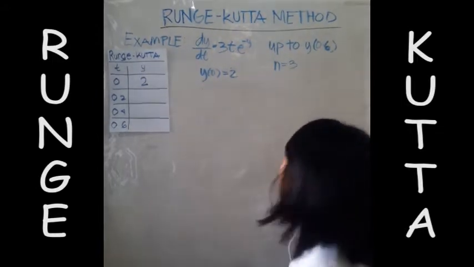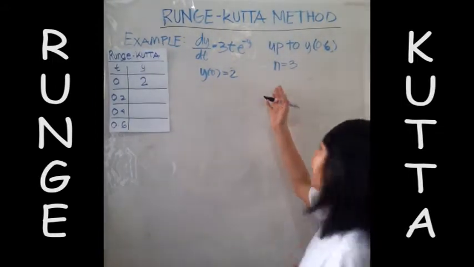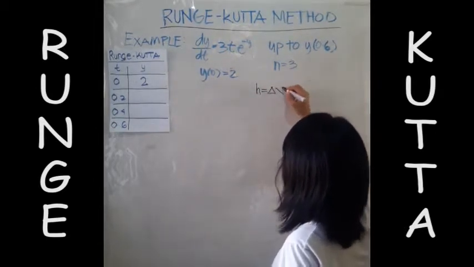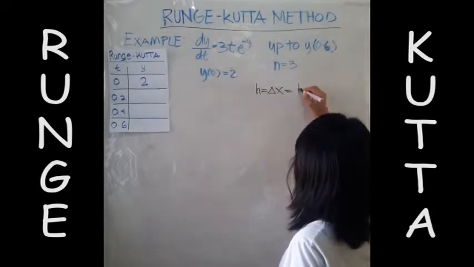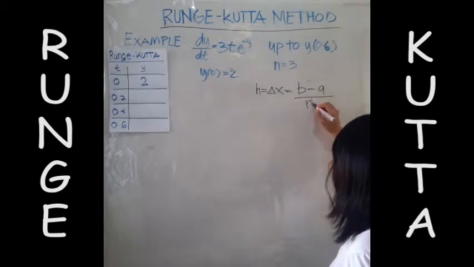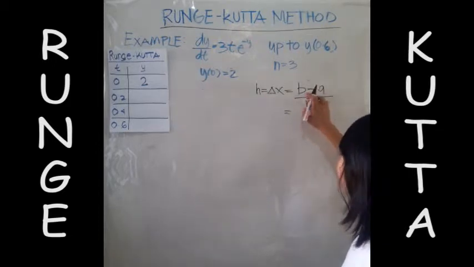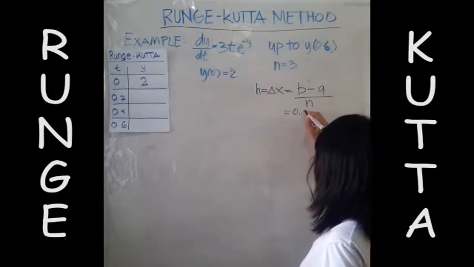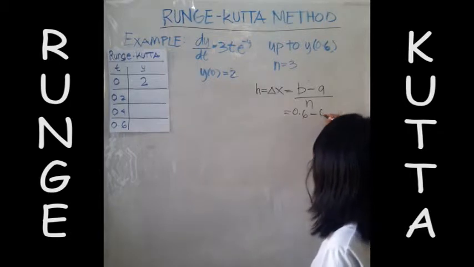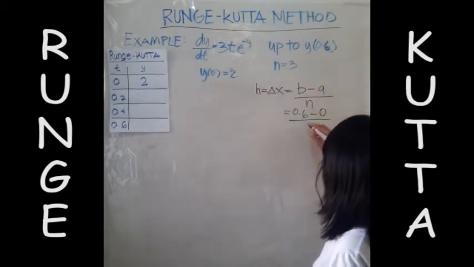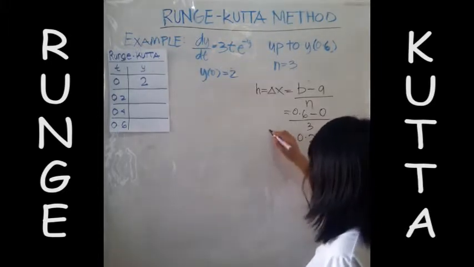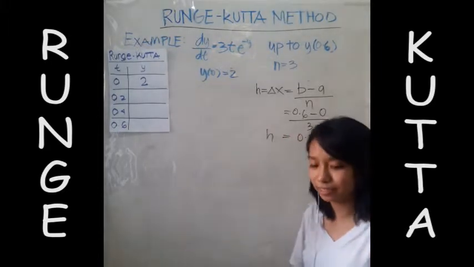So before that, we need to find the step size, which is h is equal to delta x is equal to the final value minus the initial value over n. So our final value here is 0.6 minus the initial, which is 0, over our n is 3. And we will have an answer of 0.2. So this will be our h, or the step size.